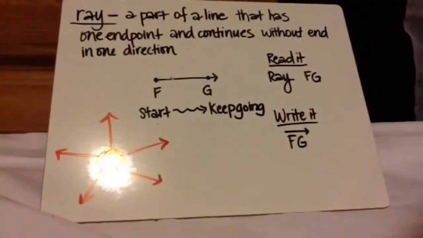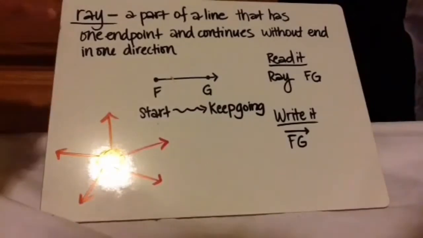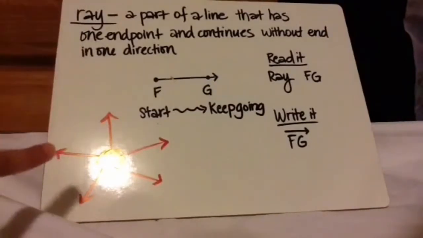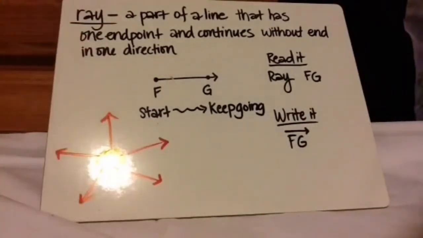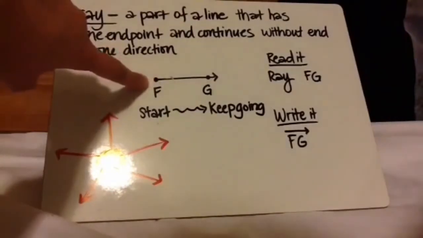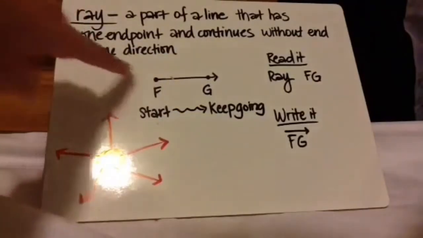Okay, this next one is called a ray. Now this is different than array, because arrays are what we learned in multiplication and they have dimensions. This is called a ray, and I always connect it to the rays of the sun because it's pretty much a very long, forever going almost line. And so the definition of a ray is it's a part of a line that has one endpoint and continues without end in one direction.